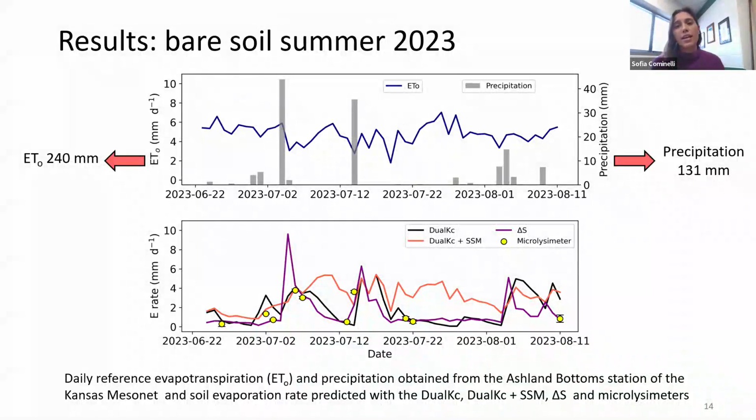And again, we have the time series where I plot the reference evapotranspiration and the precipitation events in the first graph. And in the second graph, I plotted the predictions provided by the dual crop coefficient model alone, the dual crop coefficient assimilating surface soil moisture, represented with the pink line, and the purple line represents the predictions of the changing storage approach. And if we compare the yellow dots that are the in situ observation with the predicted evaporation, the model that results in the best estimation is the changing storage approach.